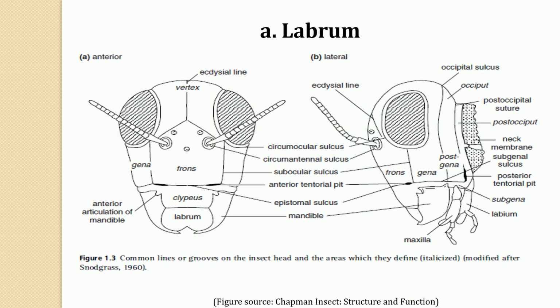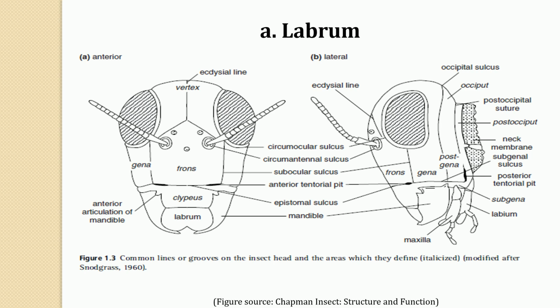So let us start first of all with the labrum. Now the labrum is a widely discussed structure of the insect head, and some workers have regarded it as a fused segmental appendage. It is now universally accepted that it is a sclerite, the first sclerite of the insect head, and not a segmental appendage of any segment belonging to the head. So it is now well established as the first sclerite of the insect head.